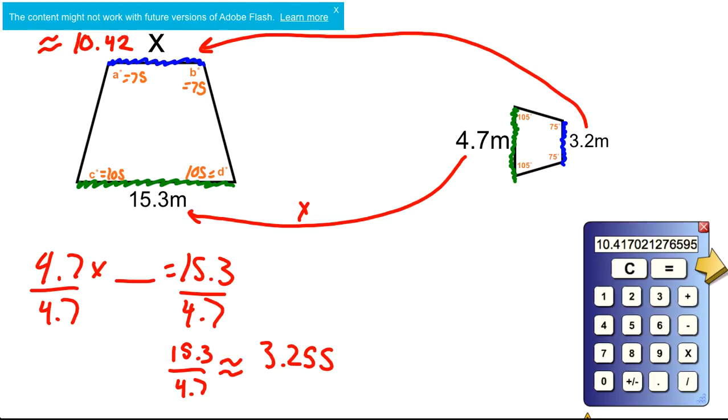Now, if we imagine for a second that I multiplied 3.2, so we cleared this and I used the scale factor of 3.255 and I multiply that by this corresponding side of 3.2, I end up getting a number that's close to it but not exact. And we want to make sure we get as close as possible.